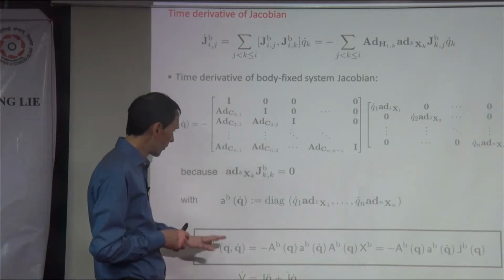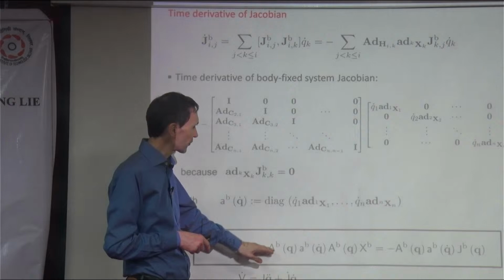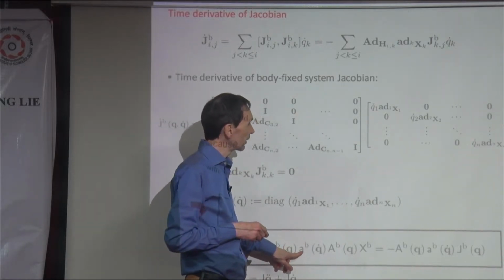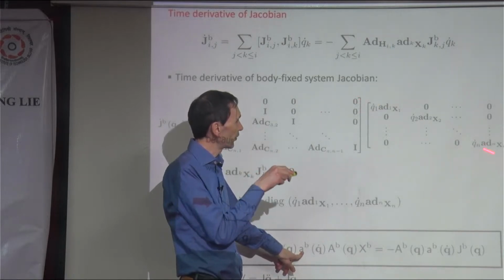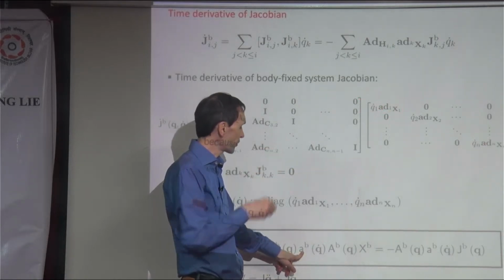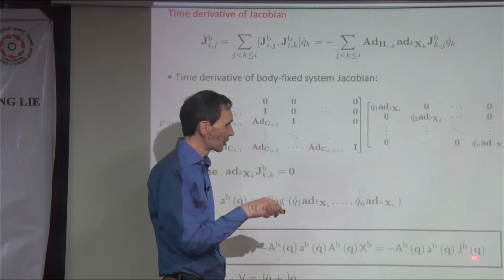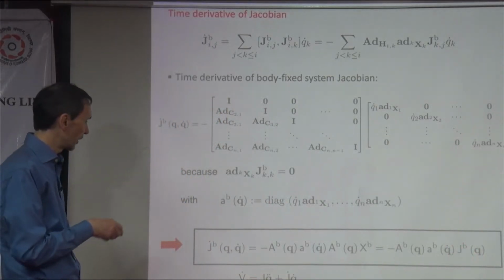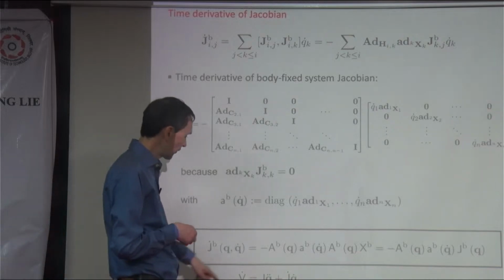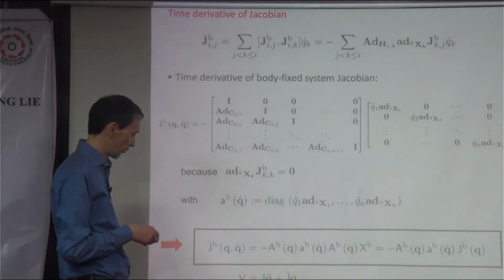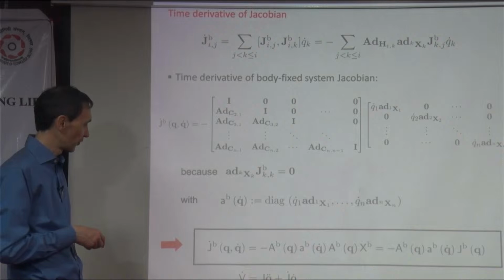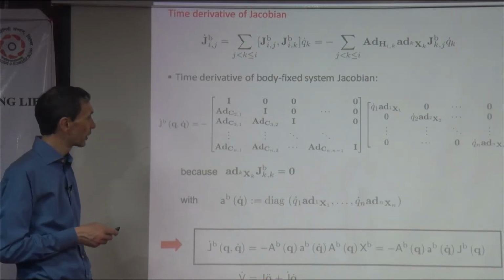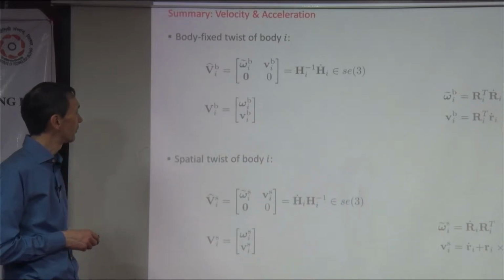The formula is pretty straightforward. Again, we take this A matrix, which is the triangular matrix here. Then we have a new matrix, little a, which is just the diagonal of these 6 times 6 adjoint matrices, and then again AX, or you have already J. And then you can, of course, take the time derivative of the system twist, which is then this. And of course, it's the product rule because V is equal to J times q dot. Okay, that's it for the time being.